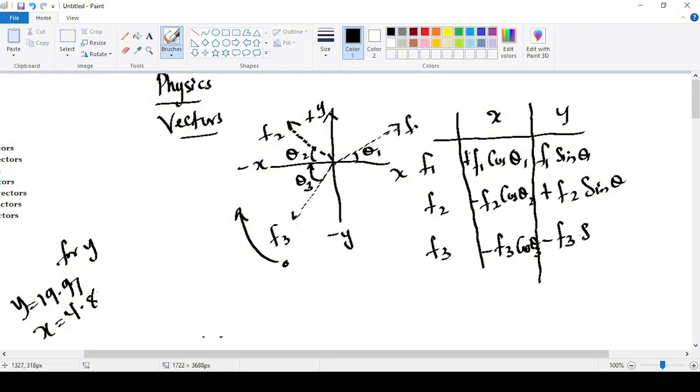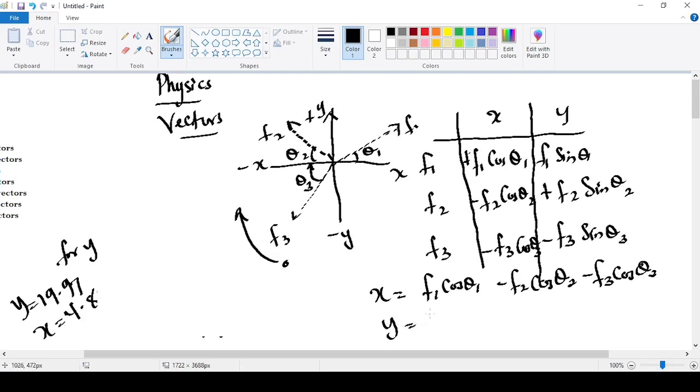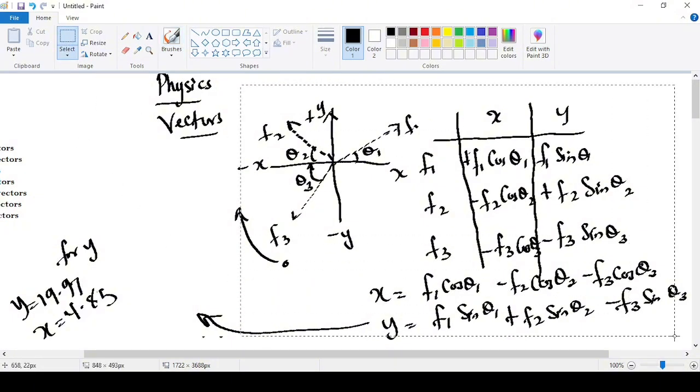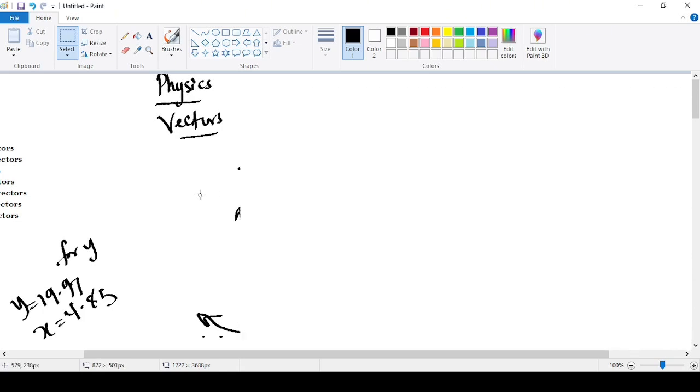Once we resolve all of this, our x component is f1 cos theta 1 minus f2 cos theta 2 minus f3 cos theta 3. For our y component, we have f1 sine theta 1 plus f2 sine theta 2 minus f3 sine theta 3, which was the same way we did the question that we had here. Now we have our y and our x components. What do you do with them? Basically, create a triangle, find the resultant of that triangle, and that gives you your resultant.